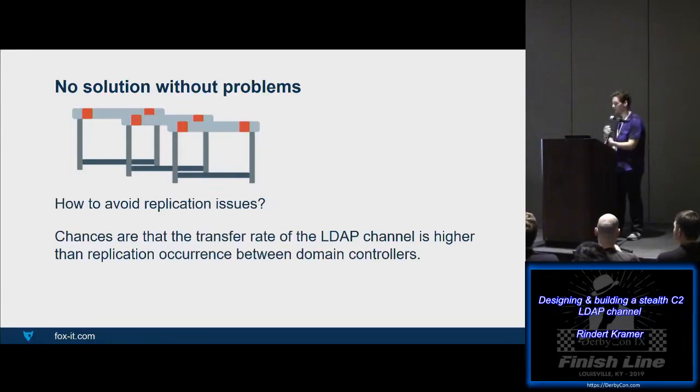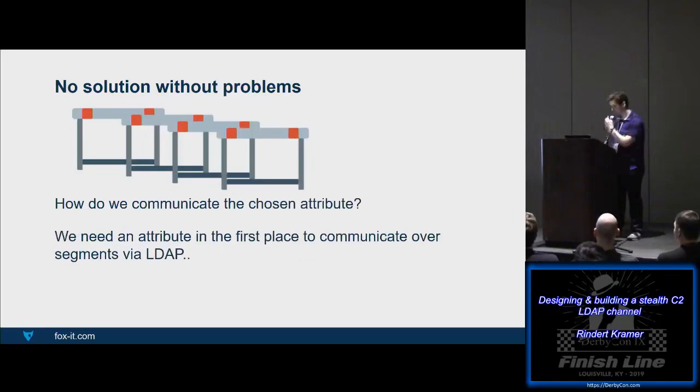Another issue, replication. Chances are that the transfer rate of the LDAP channel is higher than the replication occurs between domain controllers. How do you fix that? And how do we communicate the chosen attribute? I mean, we need an attribute in the first place to communicate over Active Directory. So if there's no attribute, we cannot communicate.